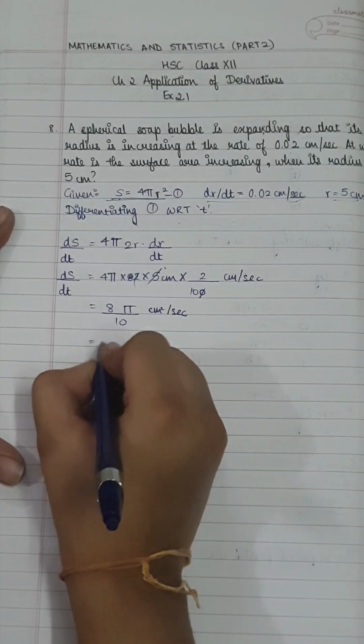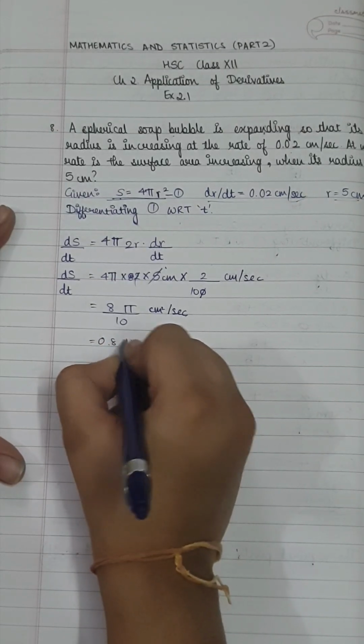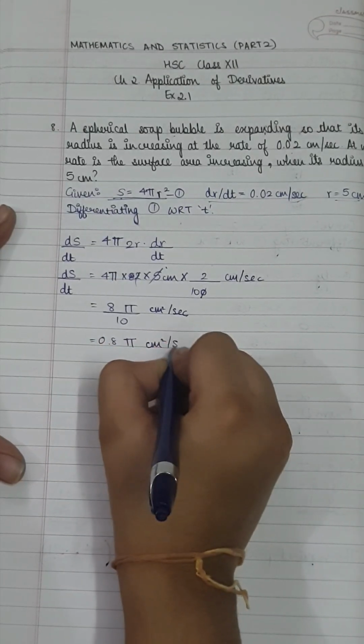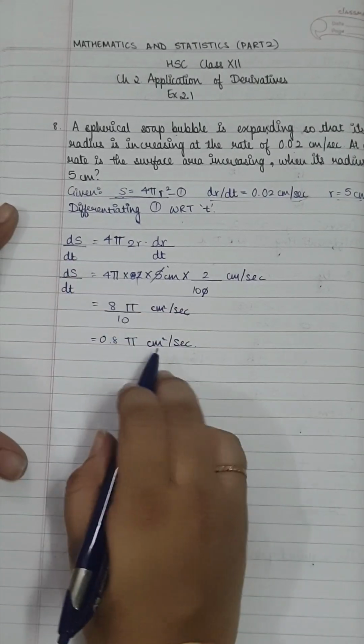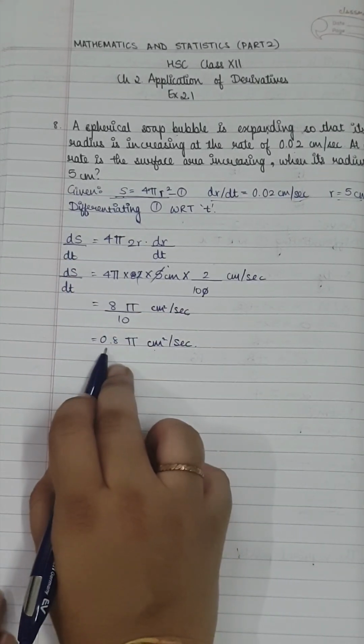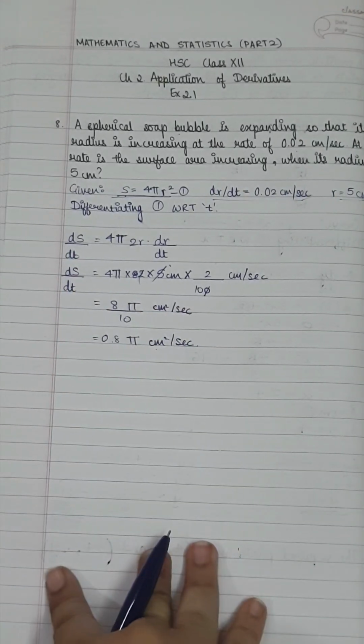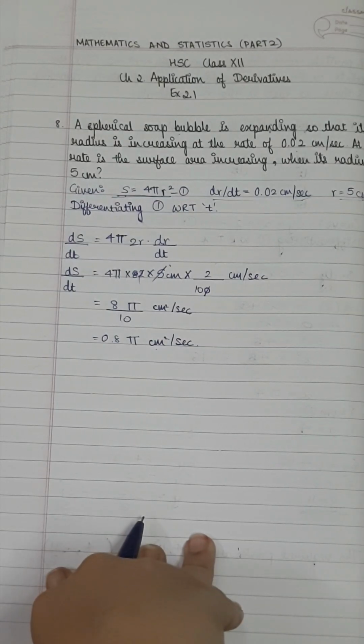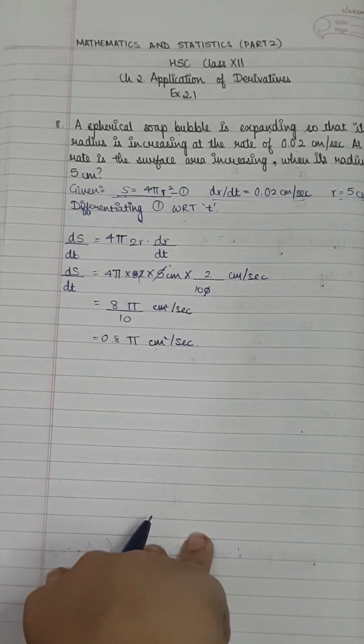Yeah, so you have 0.8 pi centimeter square per second. Since it is the surface area, it will be in square, and 0.8 because 8 by 10, instead of putting it in the terms of a fraction, you will use a decimal number. So 0.8 pi centimeter square per second. What do you do? You get a formula, you differentiate the formula, you substitute the terms known to you, and then finally get the answer by substituting everything that is given.